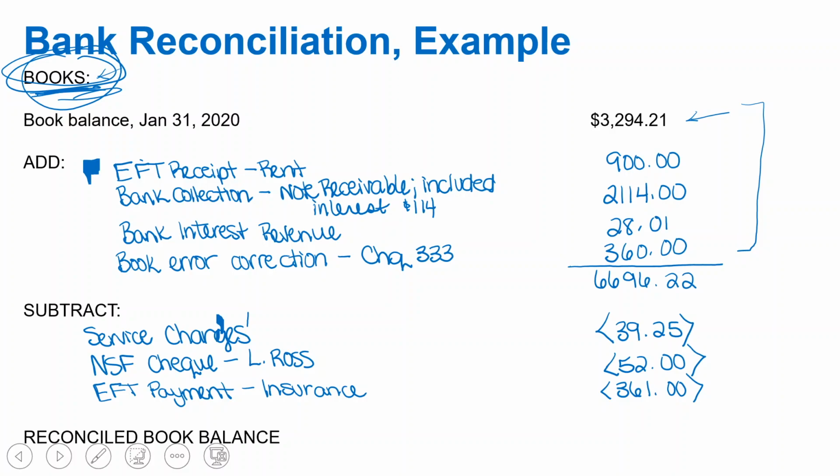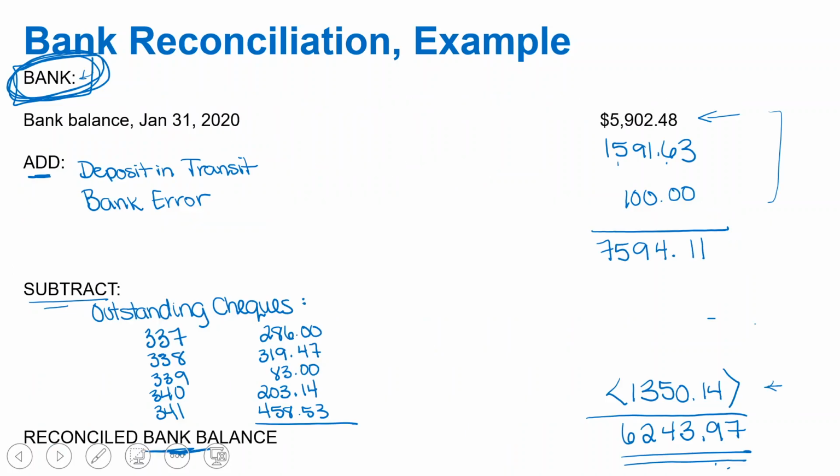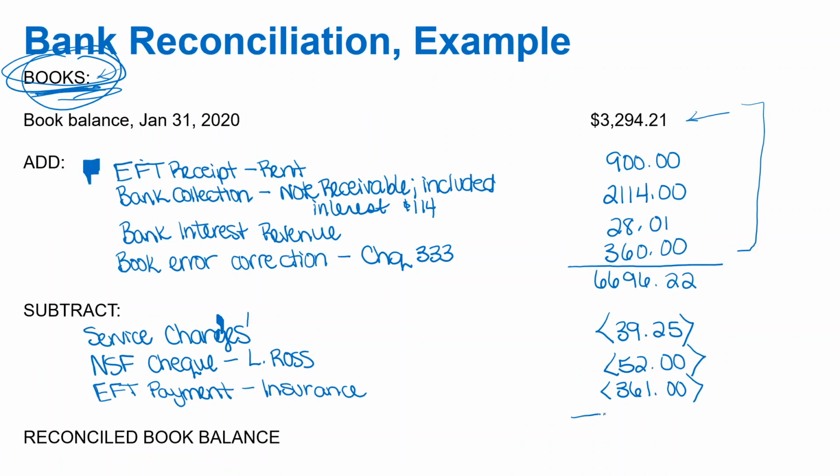Okay, so we reconciled that. So that is our last reconciling item. So now we need to calculate what our ending balance is, or our reconciled book balance. So if we take the $6,696.22, subtract the service charge, the NSF check, and the EFT payment, we get to $6,243.97.